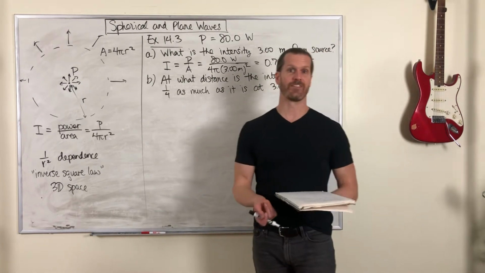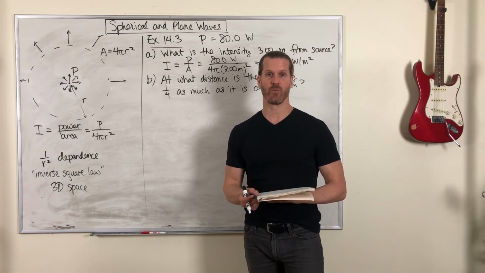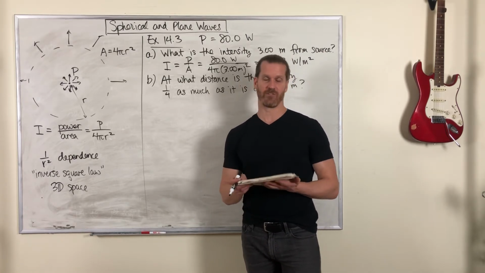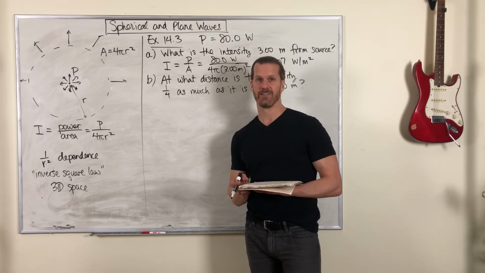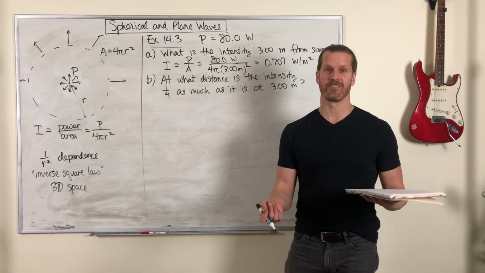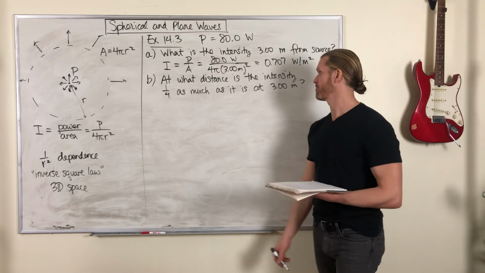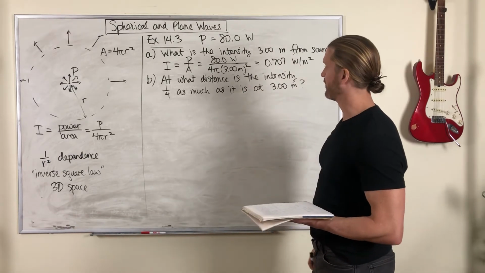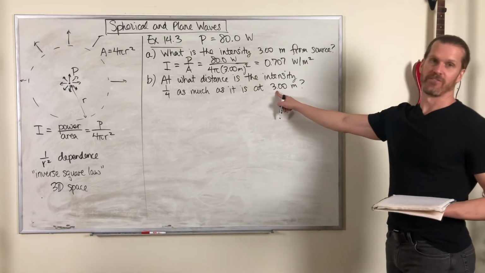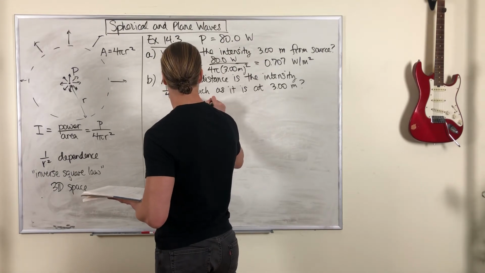If you tripled the distance, your intensity would be decreased by 1 over 3 squared, or 1/9. If you made the distance 4 times as long, the intensity would be reduced by 1 over 4 squared, or 1/16. If you made the distance 5 times as long, it would go down by a factor of 25. Okay, so what distance is the intensity 1/4 as much? Well, it's when the distance is twice as big. So it would be at 6 meters.